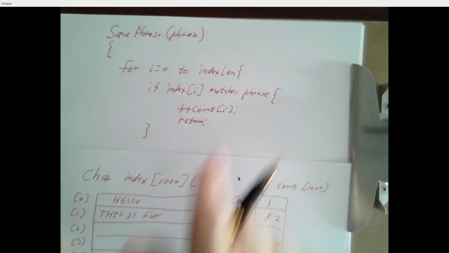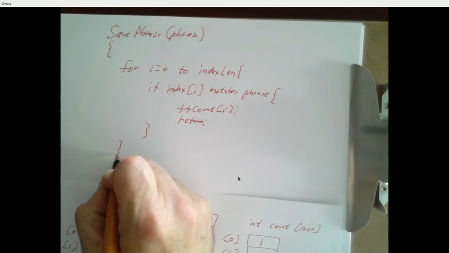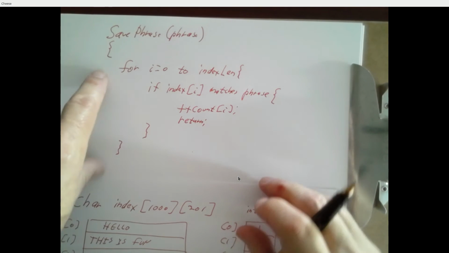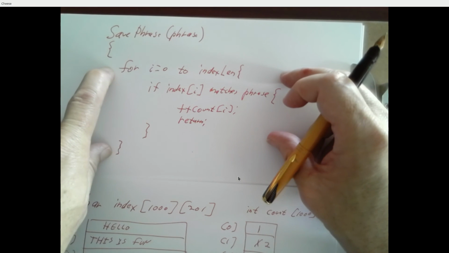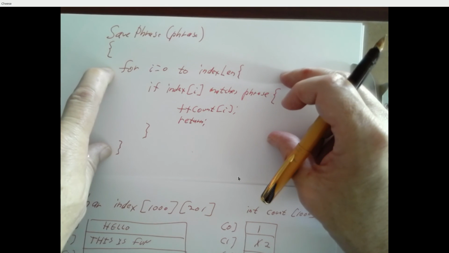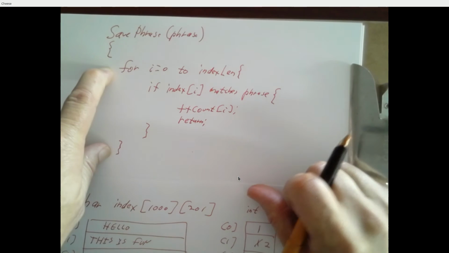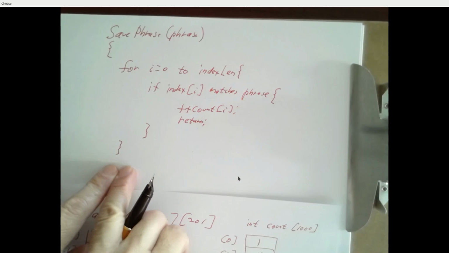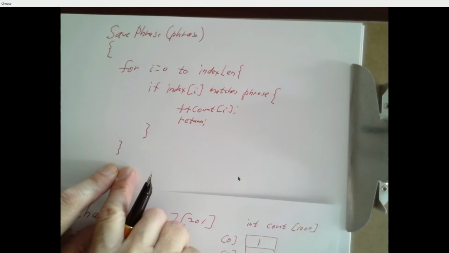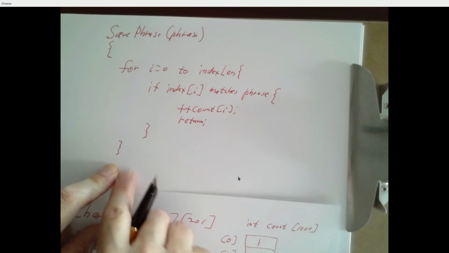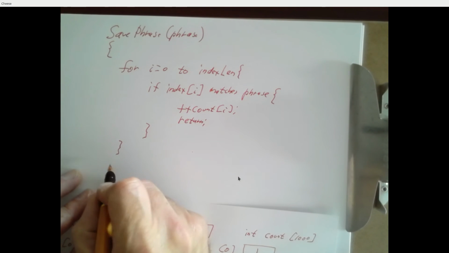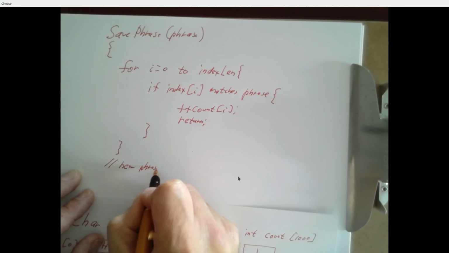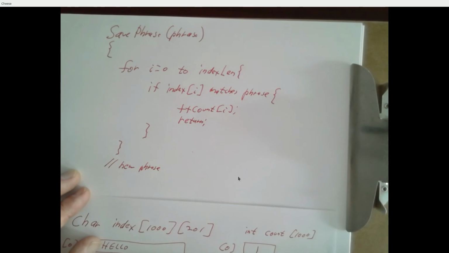If entry i does not match phrase, go back to the top of your loop and try the next entry. So this will iterate through all of your phrases in your index. If it finds one that matches your input phrase, it bumps up the count and it exits. What happens if we get all the way through this for loop and we come down here? What does that mean? Yeah. So if we're down here, we've got a new phrase.